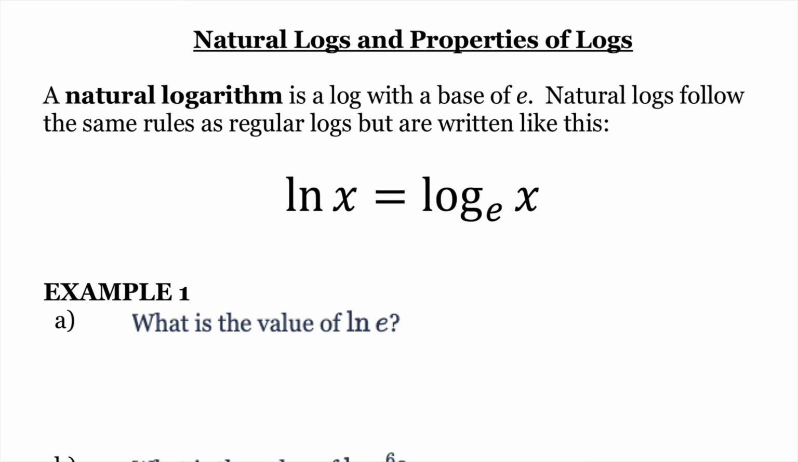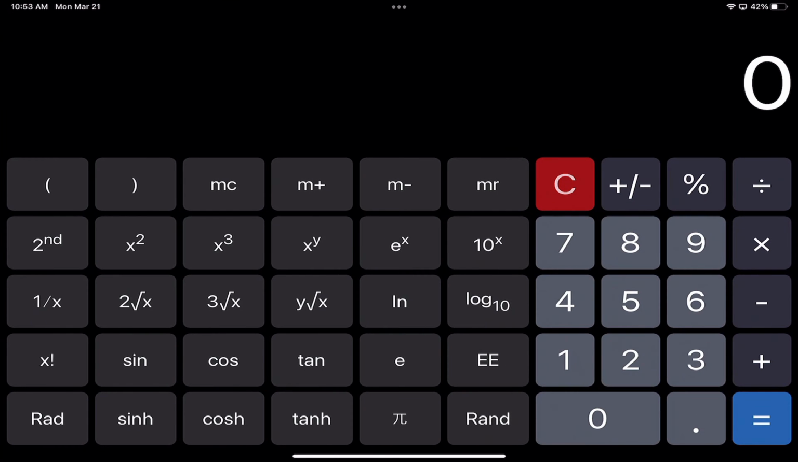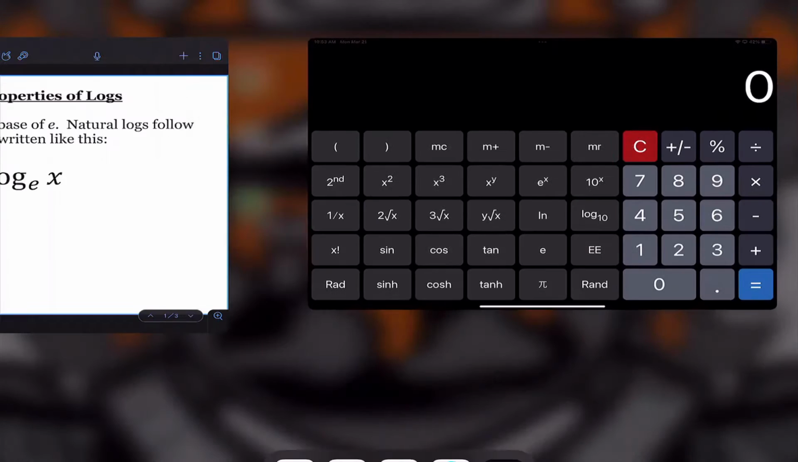So natural log, you'll see this ln. What does ln mean? It means natural log. I don't know why it's ln instead of nl for natural log. I have no idea why, but it is on your calculator. If you notice right by the log button on any scientific calculator, ln is always on there. So it's nice because you always have that button to use on your calculator.